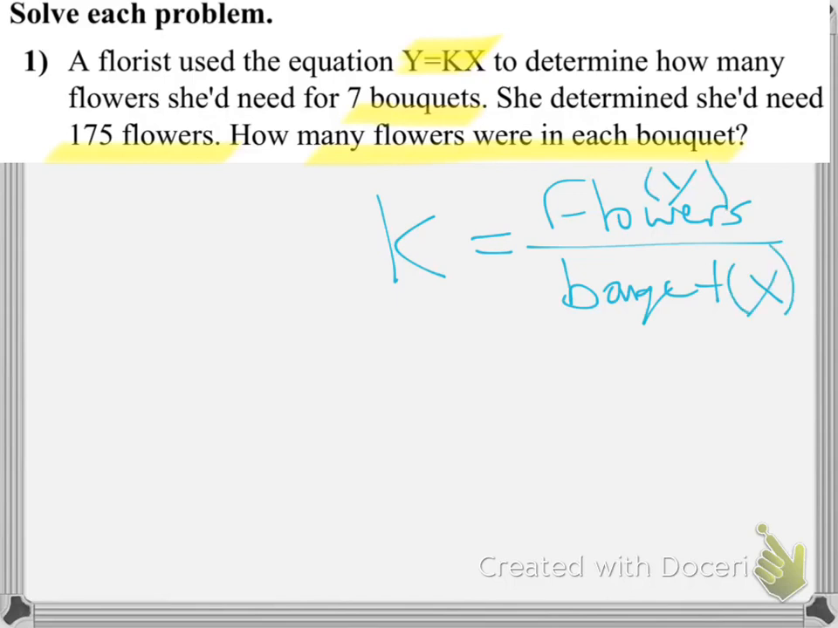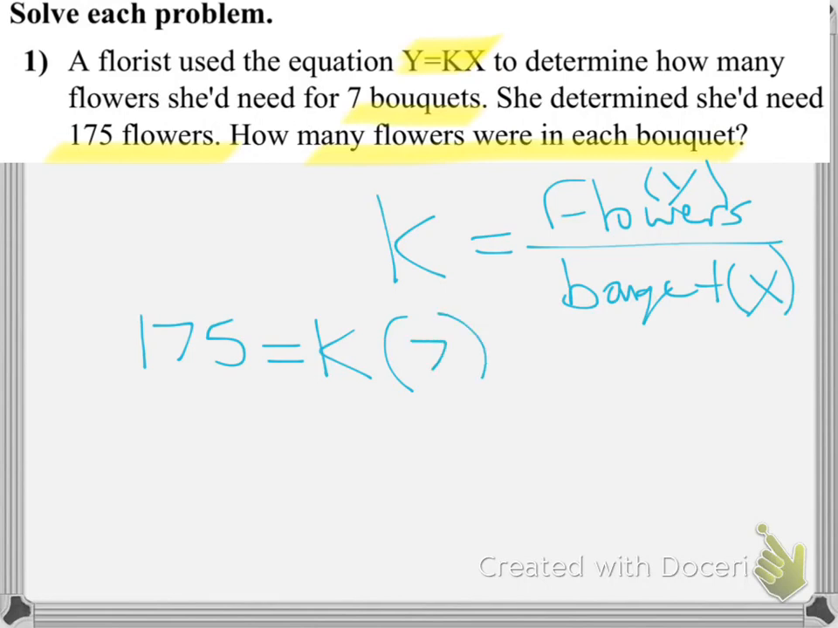So what this tells me is that my flowers is represented by my y value, and my bouquet is represented by my x value. So once you know that, you can plug the numbers into the equation. So my y is equal to 175. We are trying to find the k value, because our k is how many flowers are in each bouquet. And my x value is 7.